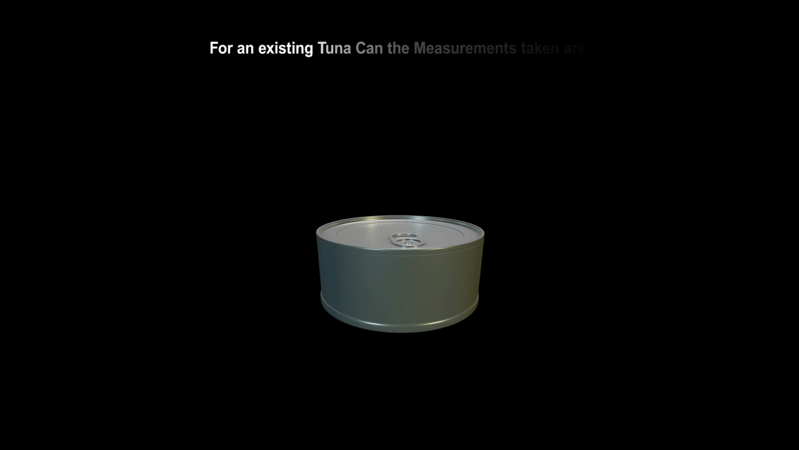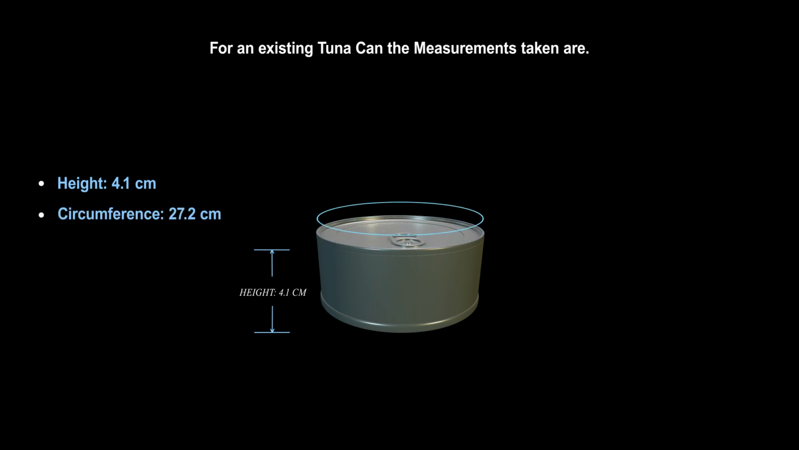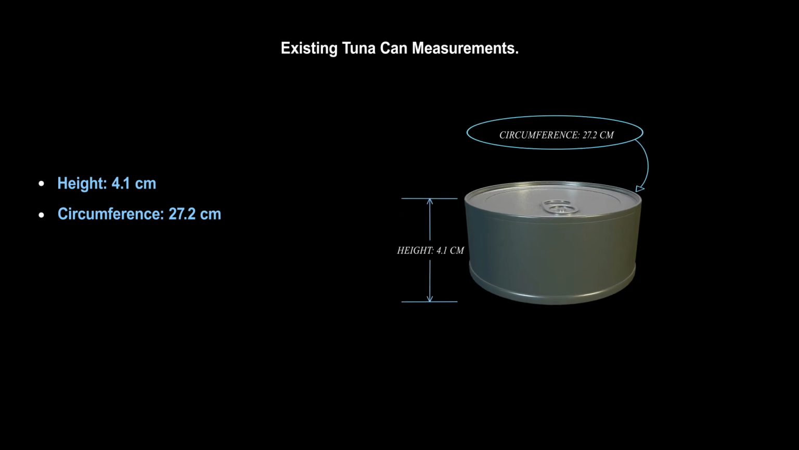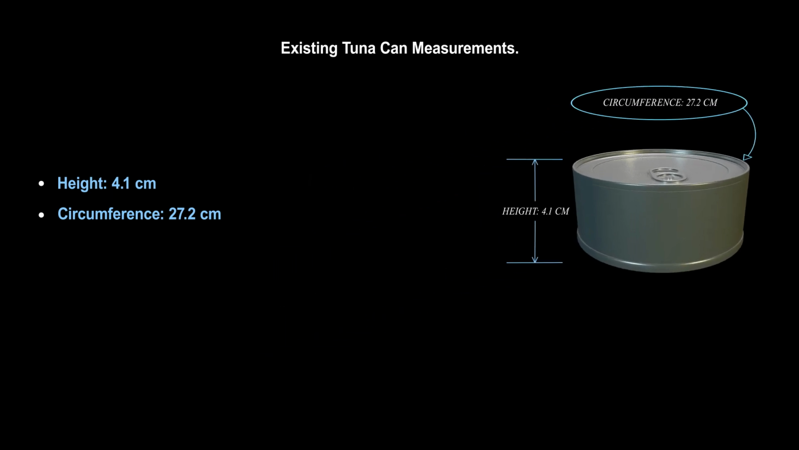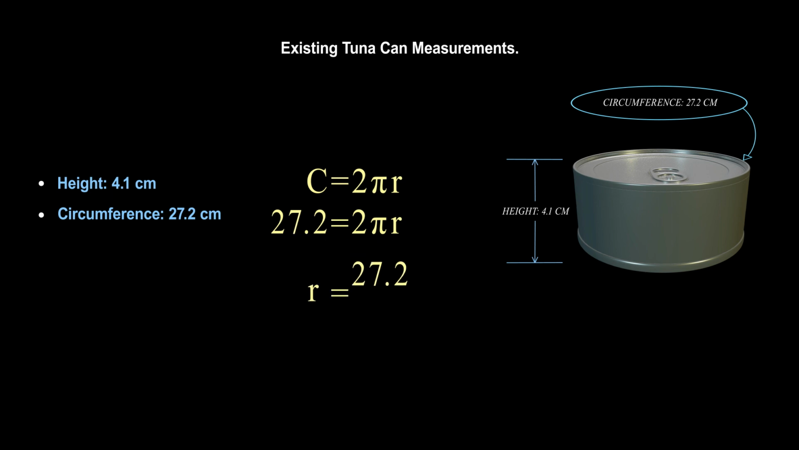For an existing tuna can, the measurements taken are: the height of the tuna can is 4.1 centimeters and the circumference is 27.2 centimeters. Let's find the radius of the tuna can using the circumference. The circumference equals 2 pi r. By putting the values, we get 27.2 equals 2 pi r. Dividing both sides by 2 pi, we get r equals 27.2 divided by 2 pi. This gives us a radius that is equal to 4.329 centimeters.